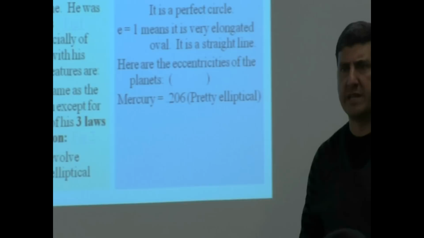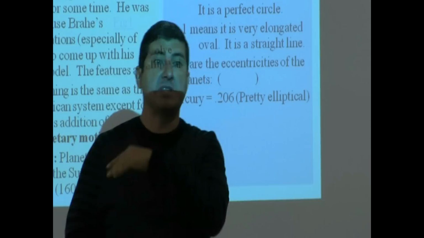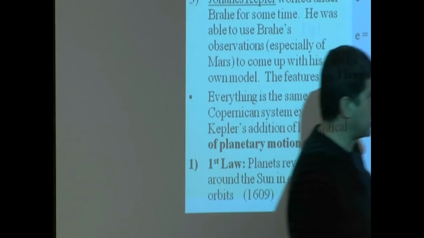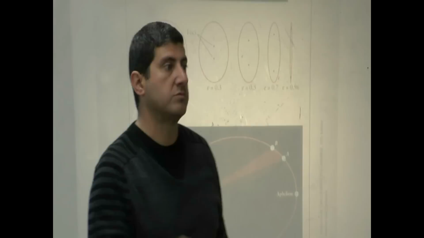So he determined the eccentricities of the planets probably up to Saturn. Those are the naked eye planets, because Uranus and Neptune hadn't been discovered yet. Mercury's eccentricity is pretty eccentric, 0.206, so it kind of looks like this. A little bit less than this eccentricity, but it's pretty eccentric. Venus, 0.007. Out of all the planets, the eccentricity of Venus's orbit is the closest to zero. So if I ask which planet has the most circular orbit, Venus.